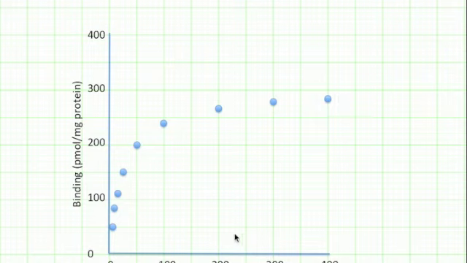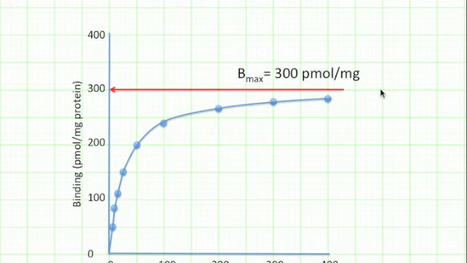We very often can't put enough of a radioligand into a binding assay to directly measure the maximum binding, so we have to extrapolate the curve. In this case you'll have to do it by eye. So we can draw our curve in and then put in what we take to be the maximum binding. If this curve carried on up, it would eventually reach 300 picomoles per milligram of protein. So that's our Bmax value. Bmax gives us the number of receptors in our sample of tissue here.